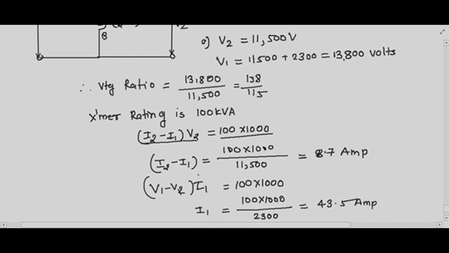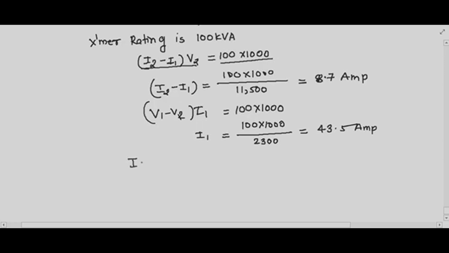Now see, you got I2 minus I1, you got I1. So you can find out I2. What is I2? I2 will be 8.7 plus I1. So that will be 8.7 plus 43.5, so it will be 52.2 ampere.